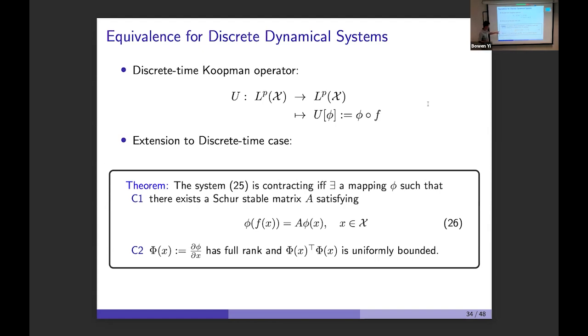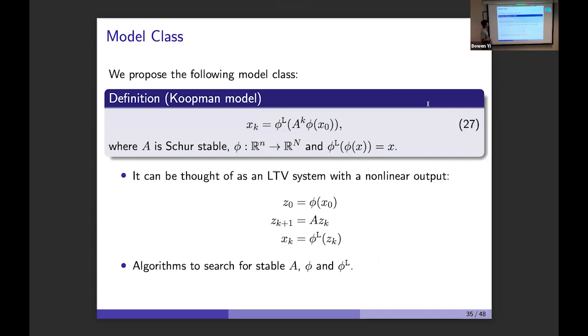And the second is exactly the same as we've done for the continuous time system. We hope the Jacobian of the Koopman mapping has full rank and is uniformly bounded. Okay, so here is our proposed model class.